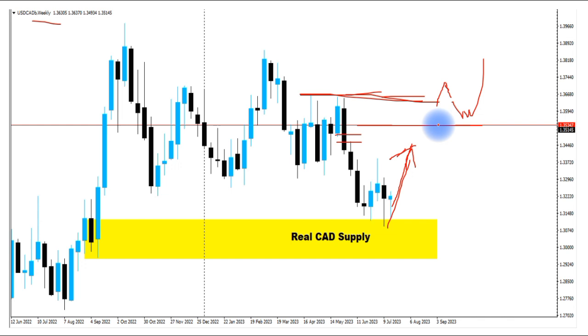Now, what would then be our point of invalidation? Very simple. Our point of invalidation definitely should be the low of this demand zone for USD CAD, which is a supply zone for Canadian dollar. As a day trader, here's the tip that will work for you. In order to find a high probability directional bias as a day trader, you have to wait on the daily chart for the swing formation to align with our expectation.